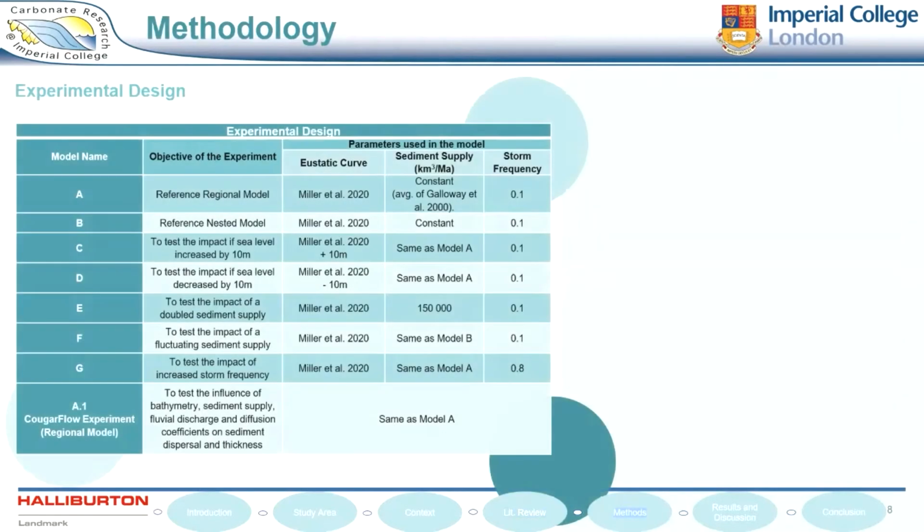So the experimental design. I made 7 models. So models A and B are the previously mentioned regional and nested models.